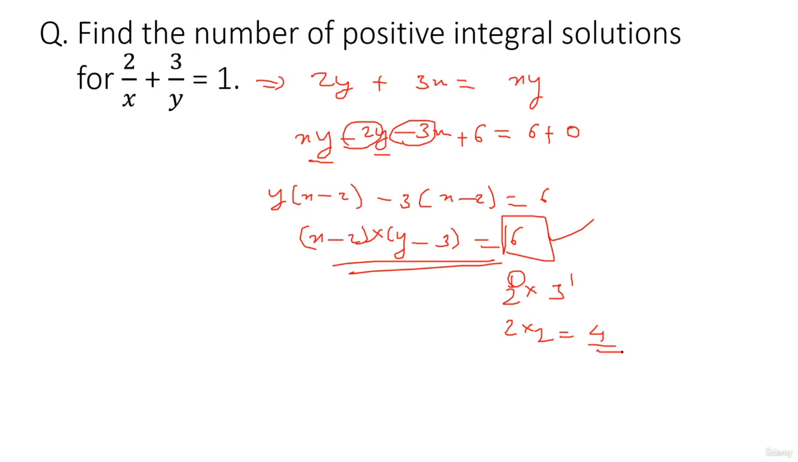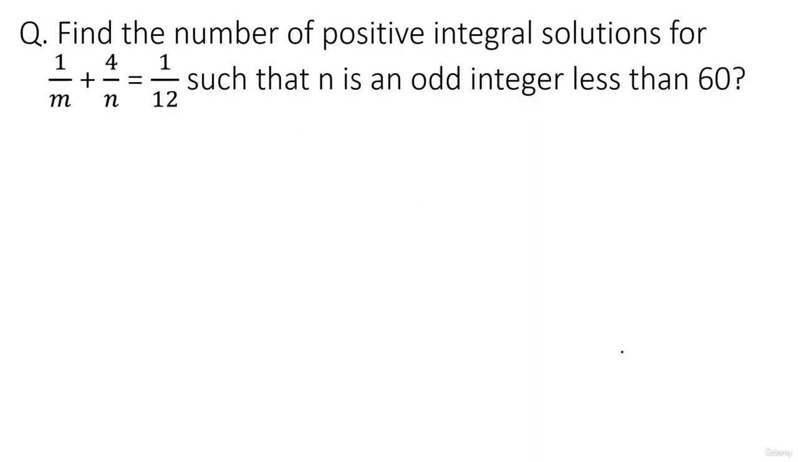Let's solve one more question based on this, guys. Find the number of positive integral solutions for 1 upon n plus 4 upon n equals to 1 by 12 such that n is an odd integer less than 60.